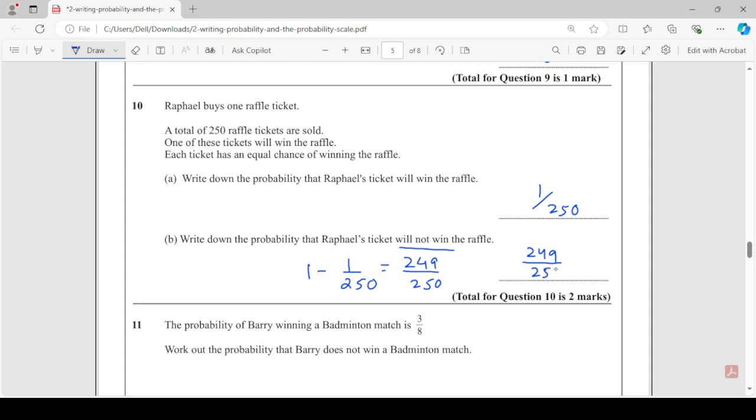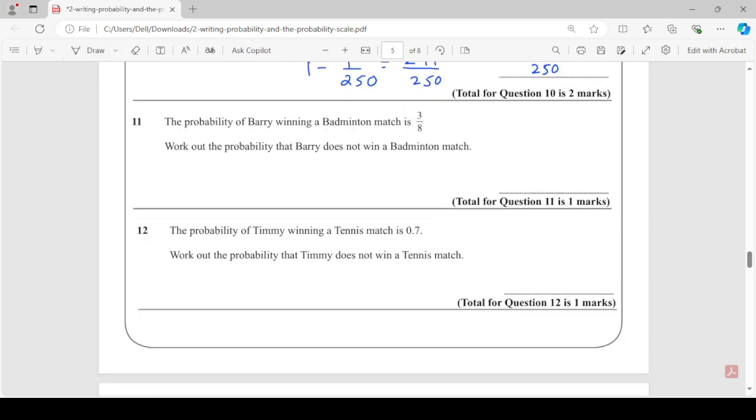Question number 11. The probability of Barry winning a badminton match is 3 over 8. Work out the probability that Barry does not win a badminton match. Probability of him winning a match is 3 over 8. If I have to work out the probability that he doesn't win a match, it's going to be 1 takeaway 3 over 8, which is 5 over 8.